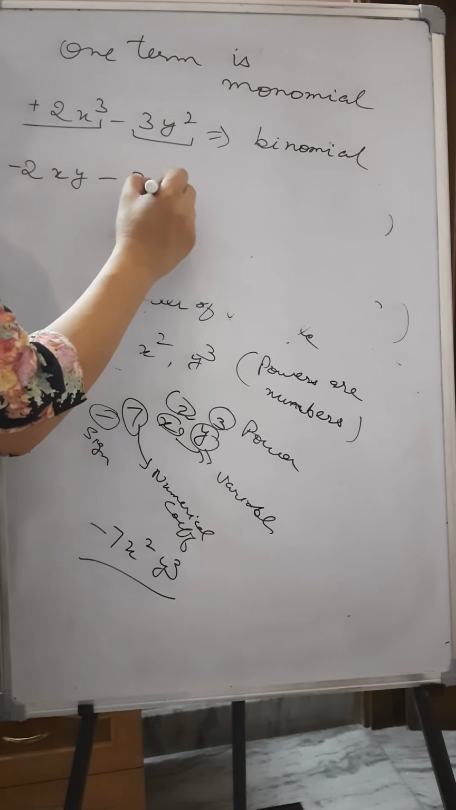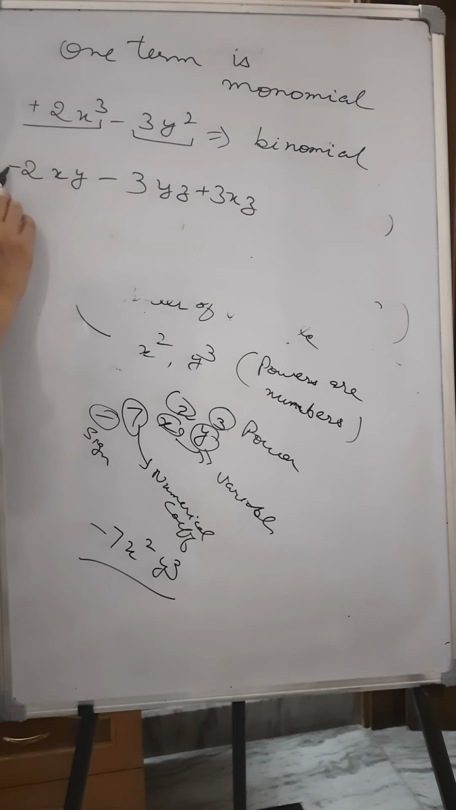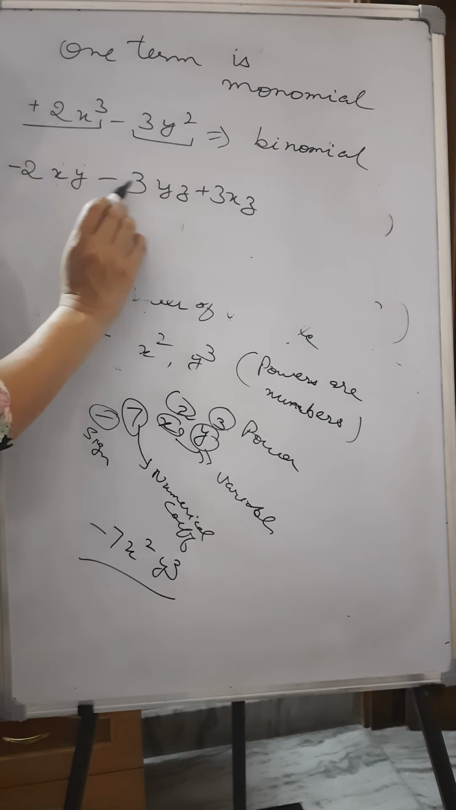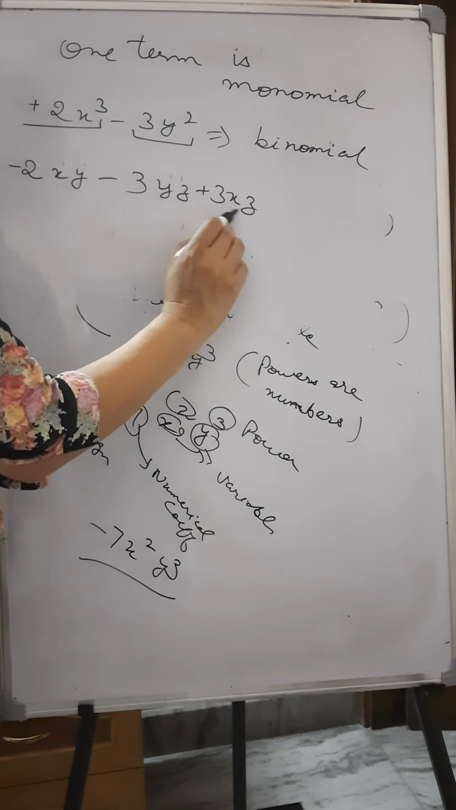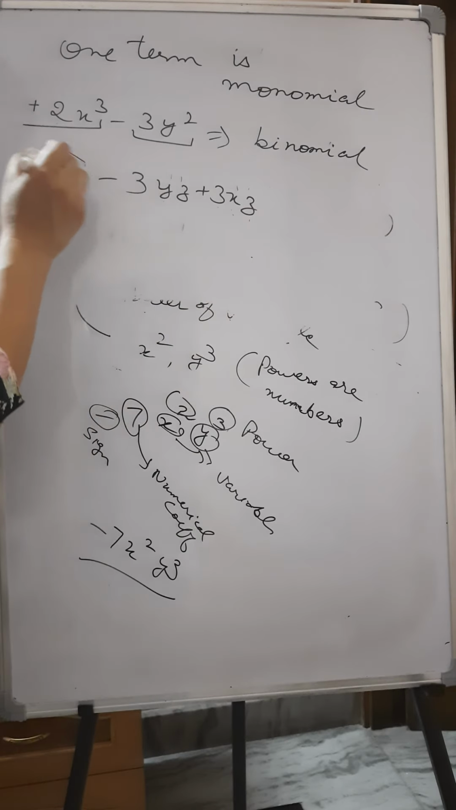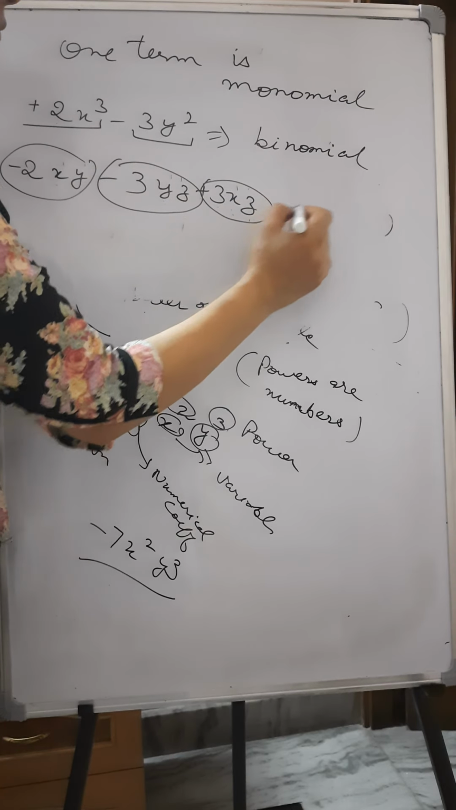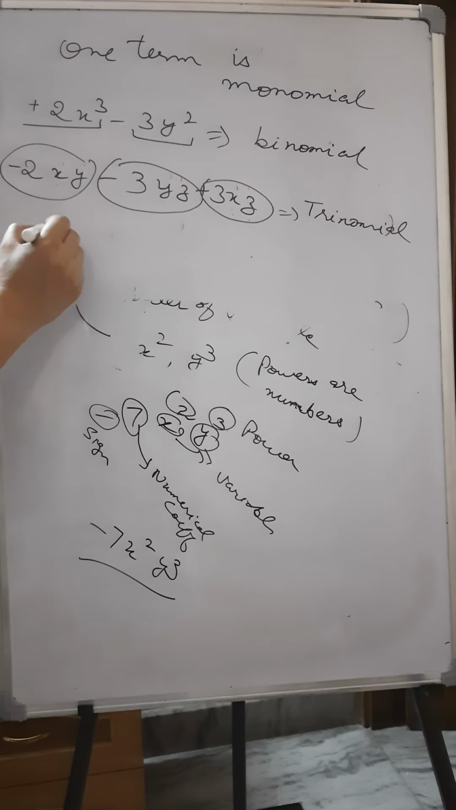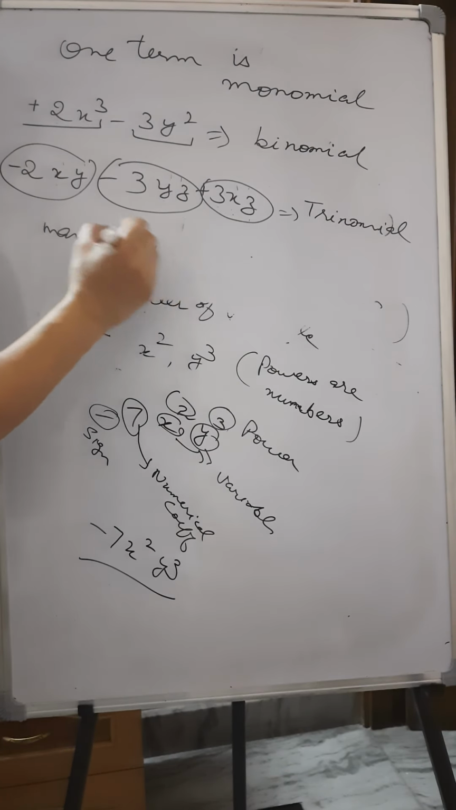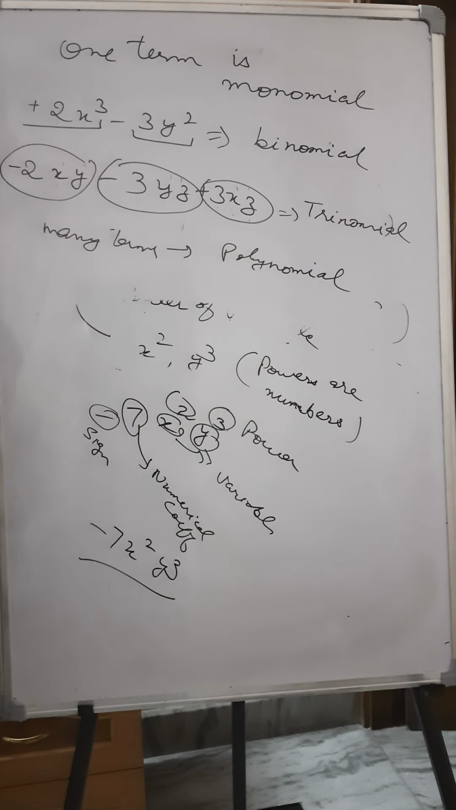Minus 2xy minus 3yz plus 3xz. Sign, numerical coefficient, variables with the power 1. So this is one term, this is the second term, this is the third term. Three terms together are called a trinomial. And when many terms are there, it is called a polynomial.